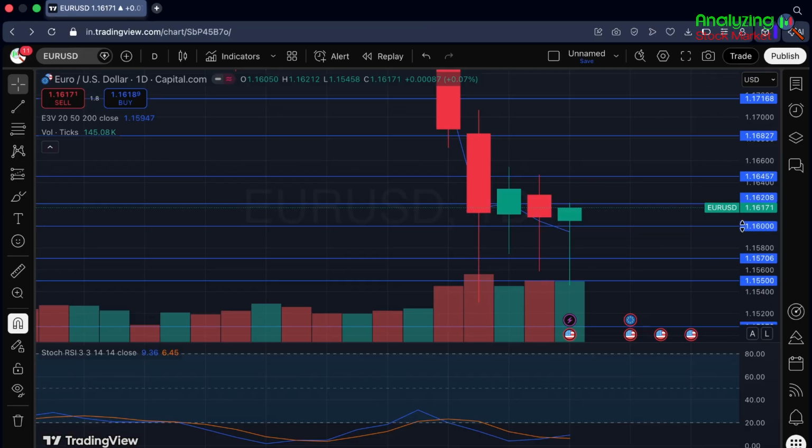Here the direct support is 1.16000. Here the direct resistance is 1.16208. After the direct support, there is a support of 1.15706 and then 1.15500. After the direct resistance, there is a resistance of 1.16457 and then 1.16827. So these are the important support and resistance zones which will help you to take better stop loss and target levels for this week.